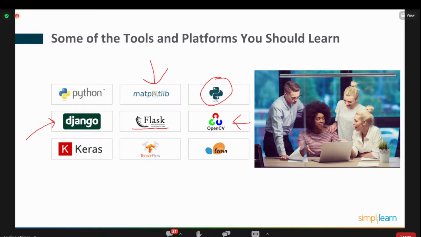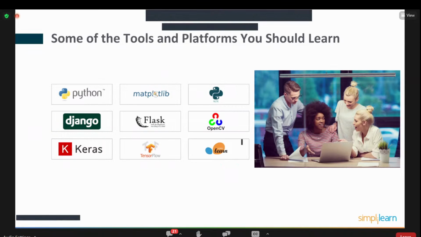Similarly, you have Keras and TensorFlow for your deep learning applications. You have sklearn for your machine learning projects. So there are different tools available for different purposes, and these are things that you will be taught in the classroom, and this is something you should know. Thank you.